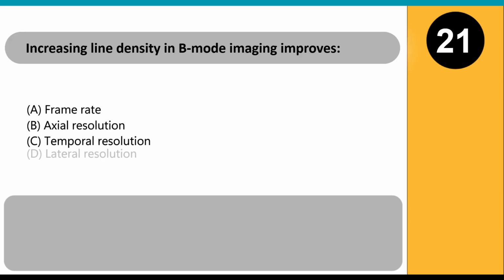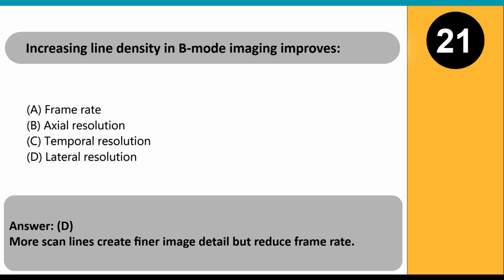Increasing line density in beam mode imaging improves A. Frame rate, B. Axial resolution, C. Temporal resolution, D. Lateral resolution. Answer D. More scan lines create finer image detail but reduce frame rate.